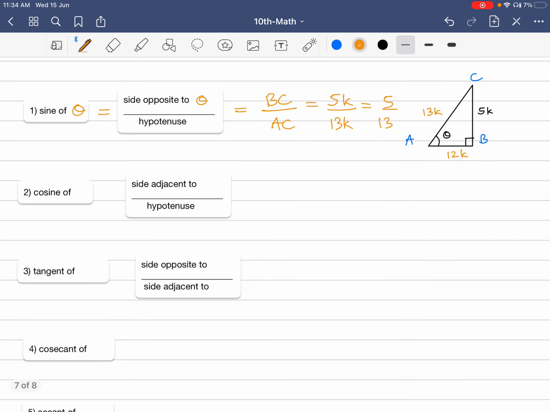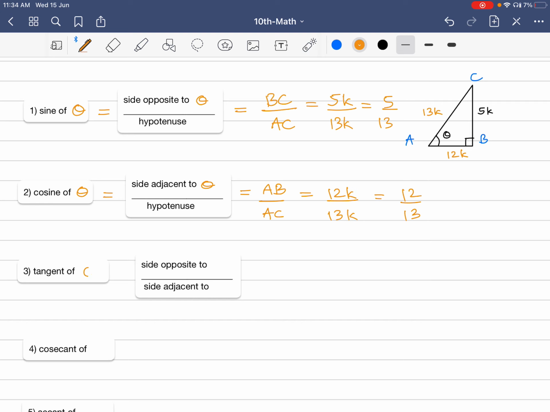Now let's continue and let's go with cosine of theta. Cosine of theta is equal to side adjacent to theta upon hypotenuse. But what is the side adjacent to theta? It is AB, which is equal to 12k. So first let me write down AB divided by hypotenuse is again AC. But what is AB? It's 12k. What is AC? It's 13k. That's equal to 12 by 13. Okay, so 12 by 13 is our cosine of theta.